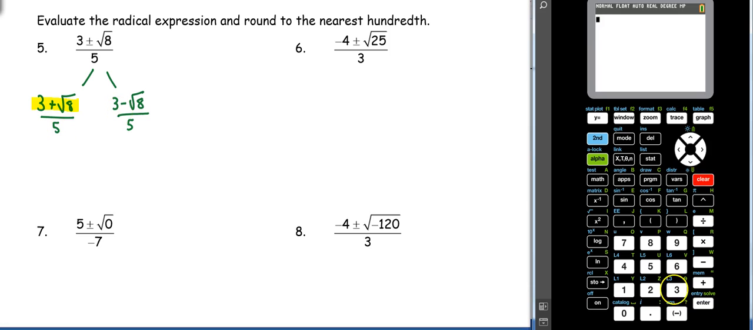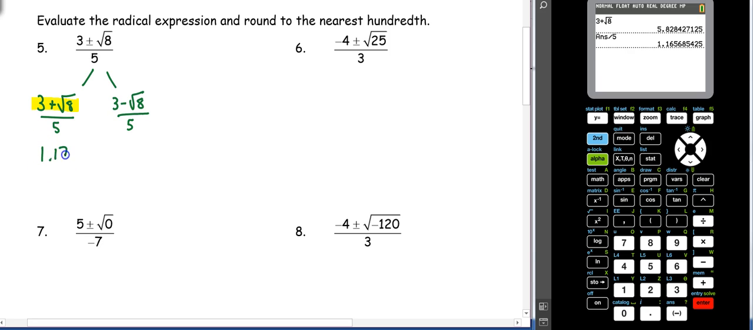When we use our calculator, we first enter the numerator and hit enter, and then divide by our denominator. So in my calculator, I would have 3 plus the square root, which is above the squared key, so we hit second and the squared key, 8, enter. That gets us a decimal, and then we divide by 5, and we're going to round to the nearest hundredth. The nearest hundredth is 2 decimal places, and I have to look at the third number to tell me if I round up or stay the same. Because it's a 5, I'm going to round up.